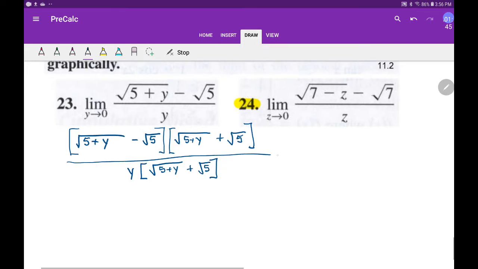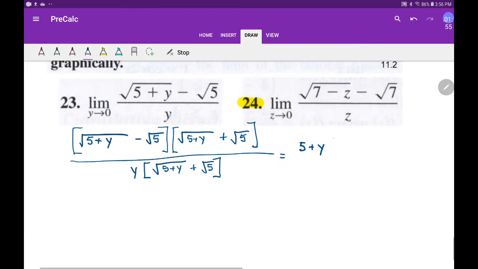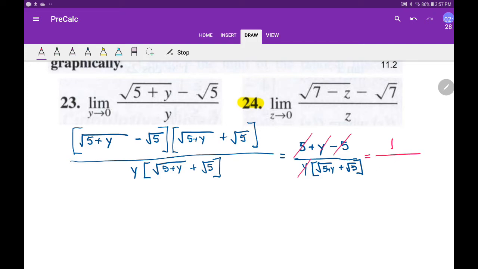So let's see, what happens when we multiply this out? Well, we get square root times the same square root gives me the argument, 5 plus y. There is no middle term because it's the conjugate. And then we have minus 5. Oh, isn't that something? Not as bad as it could have been. Over, yes, y times this stuff. And you can see that the 5's are going to cancel. And then the y is going to cancel. Now that the y is alone, I can cancel that y down there, and I get 1 over the square root of 5 plus y plus the square root of 5.